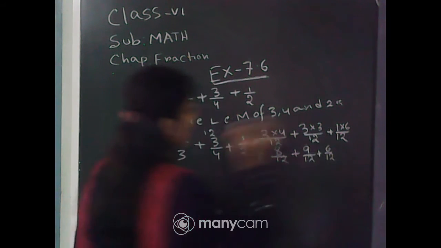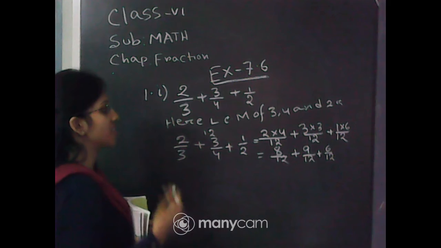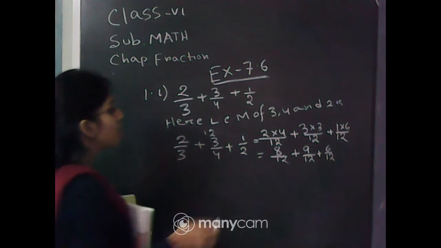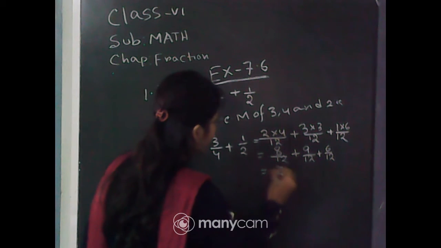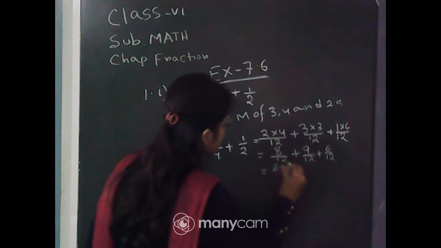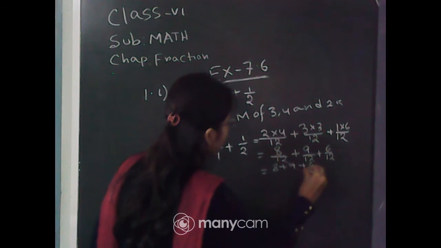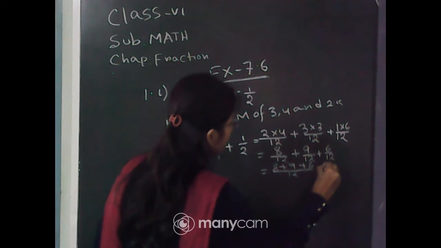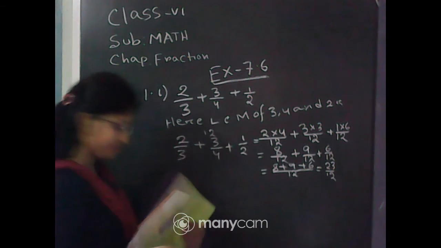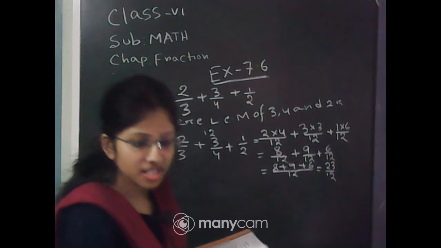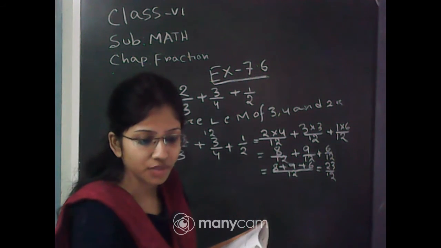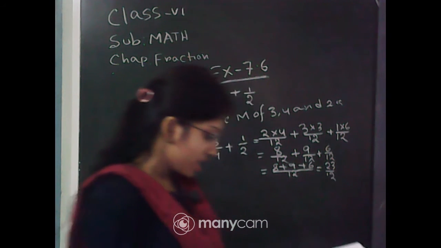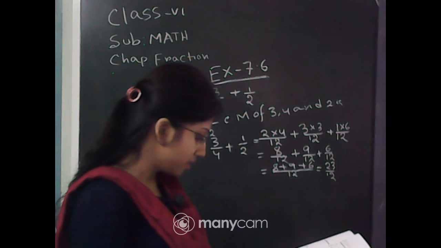Now, these are like fractions, therefore we just add the numerators and retain the common denominator. Therefore, this is equal to 8 plus 9 plus 6 divided by 12, which is 23 divided by 12. Clear? Yes, the answer is 23 divided by 12. Very good. Next, question 1K.